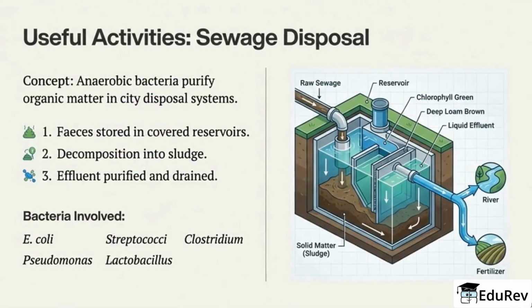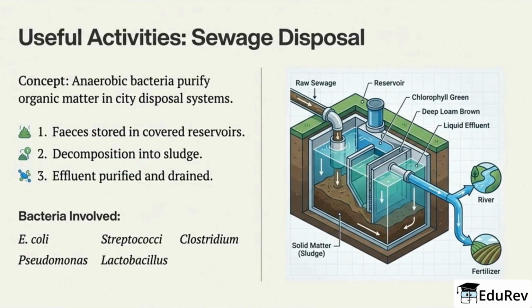In waste management, especially sewage treatment, bacteria are indispensable. Anaerobic microbes break down organic matter in covered reservoirs, producing sludge and purified effluent. Organisms commonly involved include E. coli, various streptococci and clostridia, Pseudomonas and lactobacillus. Properly treated sludge can be stabilized and used as fertilizer, closing the nutrient loop.